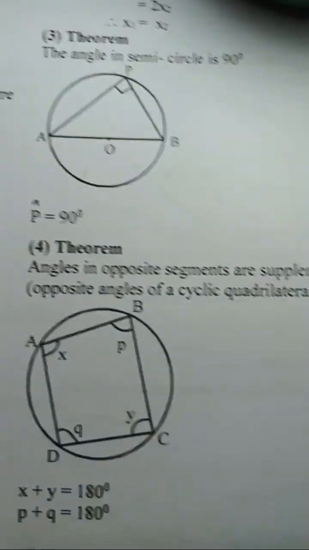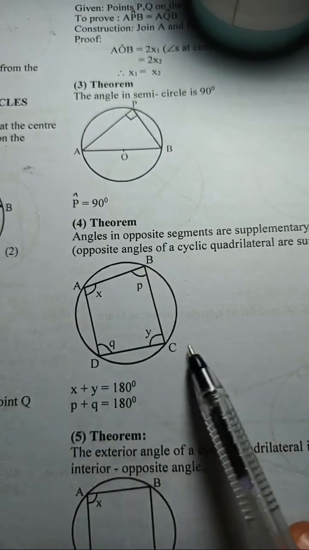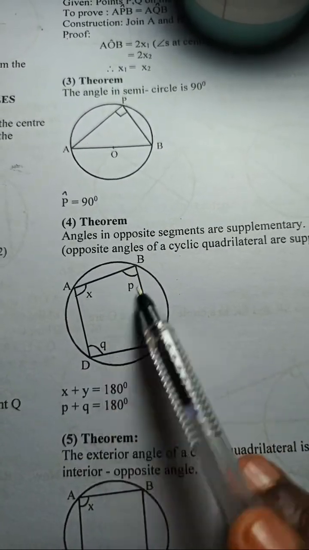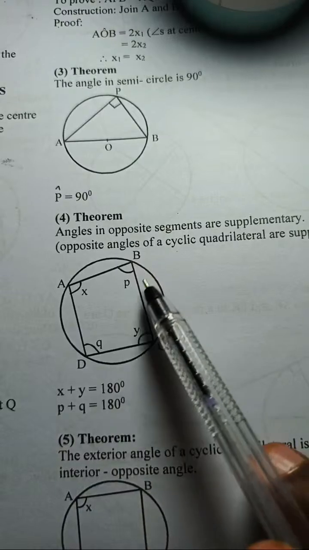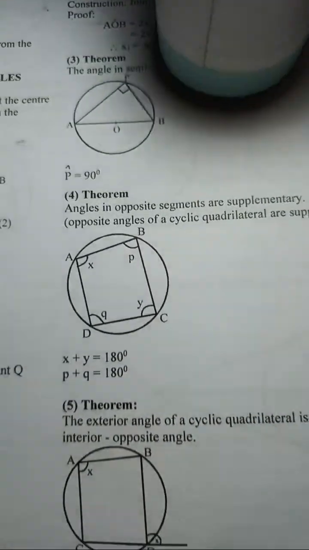Theorem 4 says in any cyclic quadrilateral, the opposite angles will give us 180, which is the meaning of supplementary. So let's move over to theorem 5.